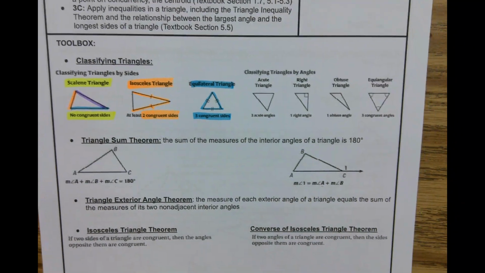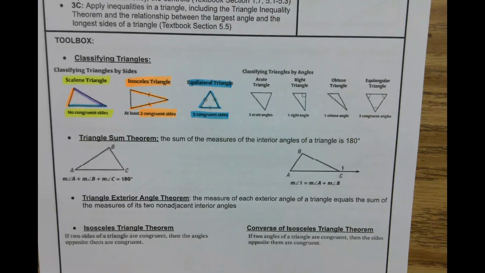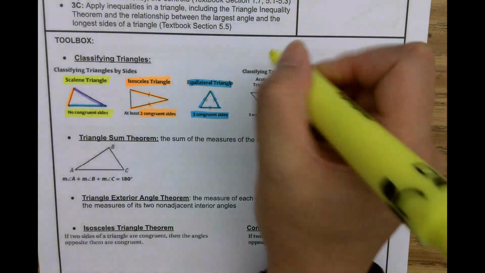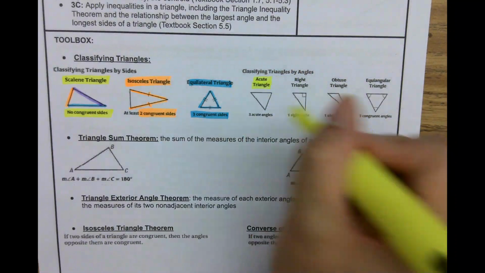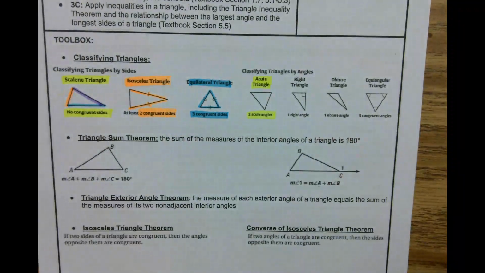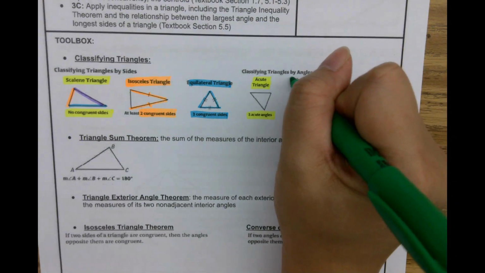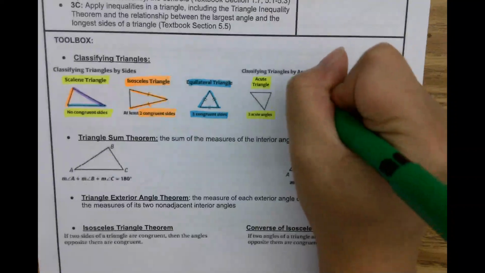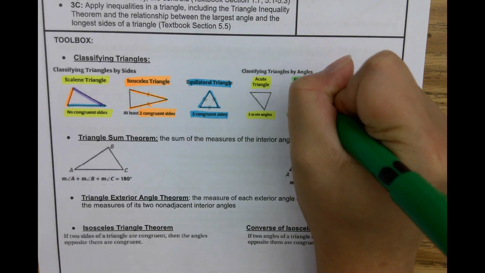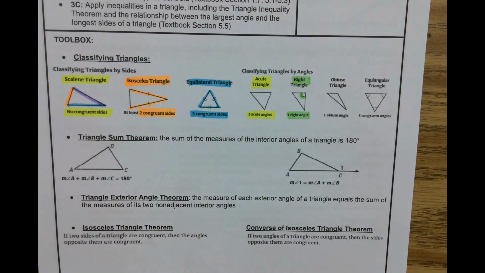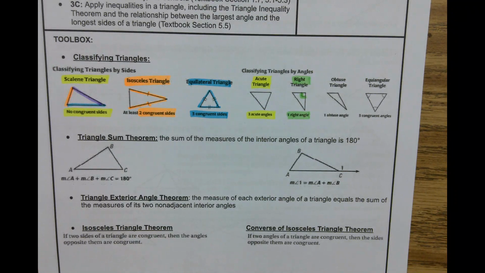Okay? The other way we classify triangles is by angles. So the first type is our acute triangle, and that is when all of the angles are less than 90 degrees. All 3 of them have to be less than 90 degrees. It is considered a right triangle when we have exactly one right angle. The other 2 are going to be less than 90 degrees, so that way they add up to 180. But as long as it has one right angle, it is considered a right triangle.